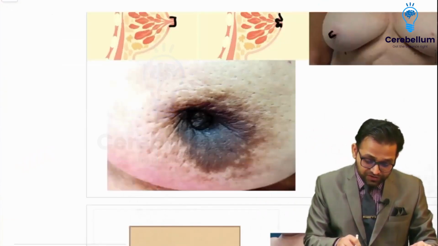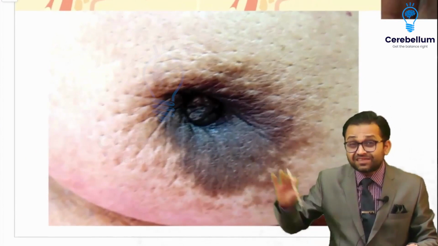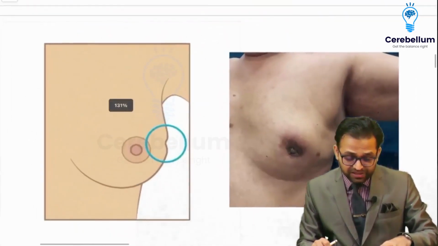Now, look at this one. Sir, this is our inverted nipple. You can see easily, this is our indicator of breast carcinoma. Very important integration with surgery.